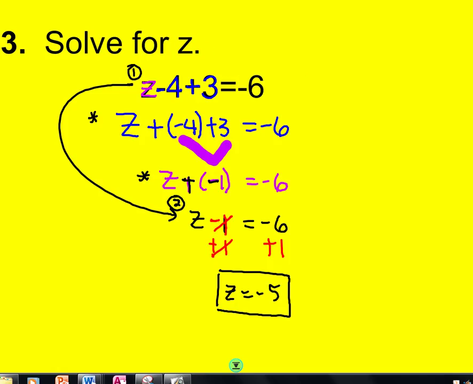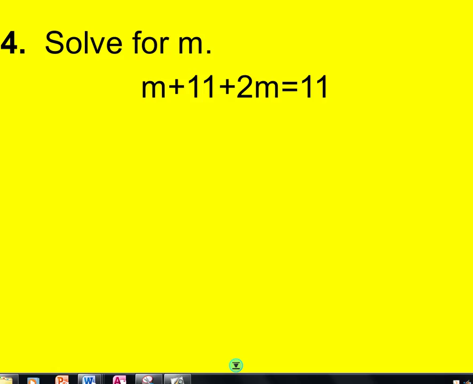Okay, question 4. We have m plus 11 plus 2m is equal to 11, and the question is asking us to get m by itself. So we're trying to figure out, all right, what number is m going to be equal to? Well, this does have like terms. M is in two of my different terms, and you'll notice the variables are not next to each other. So that's another thing that's unique about this problem.